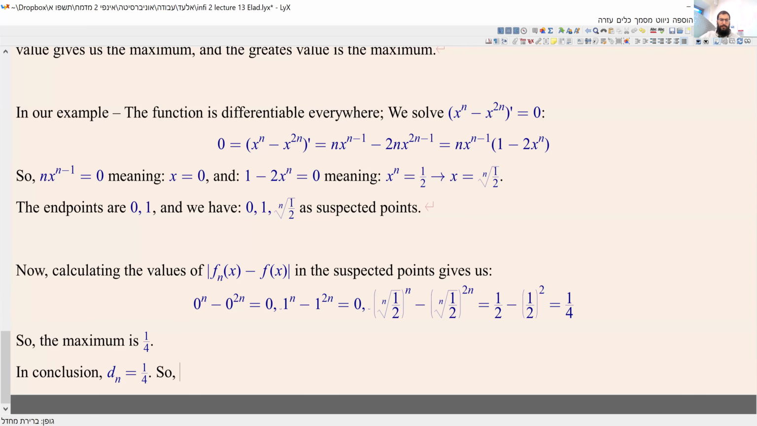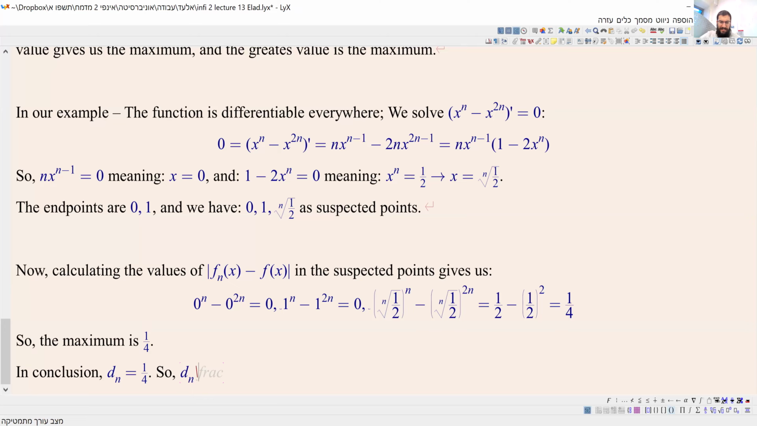So d_n is not tending to 0. And so the sequence f_n is not uniformly convergent.